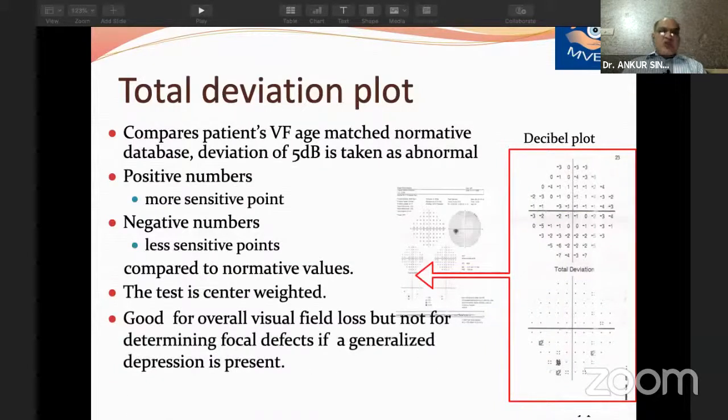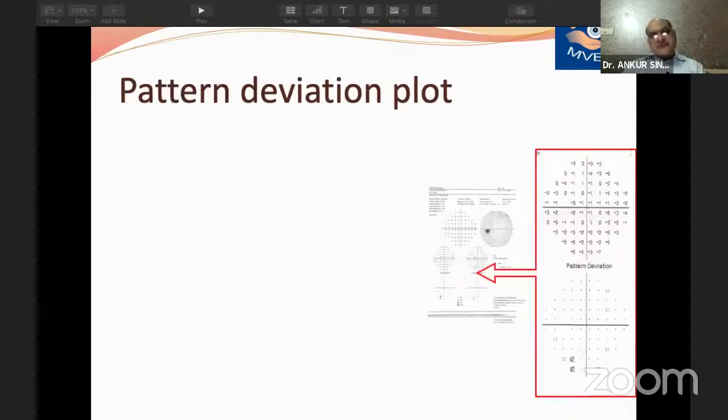It is good for overall visual field loss, but it is not good for determining the focal losses which we are looking for in case of glaucomas. But some glaucomas can have generalized depression, so it can give you a generalized depression of the visual field, or generalized depression of the hill of vision of a patient.